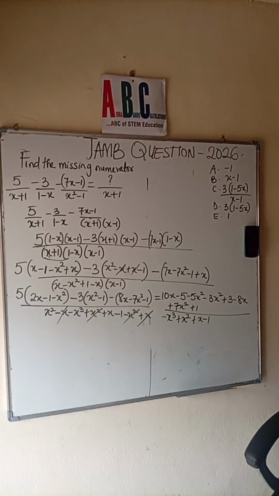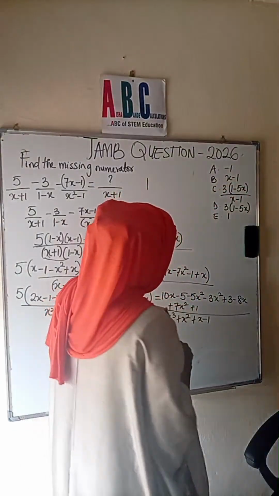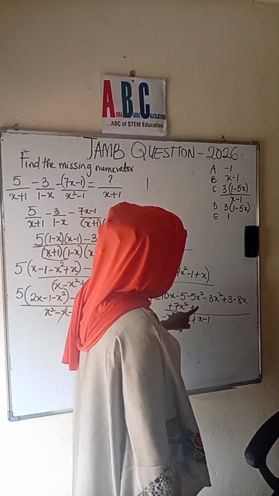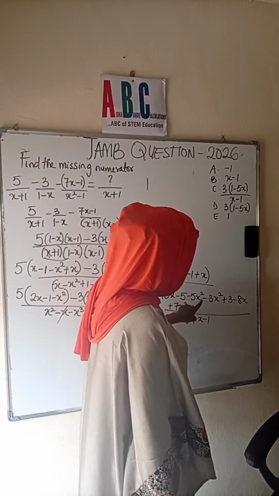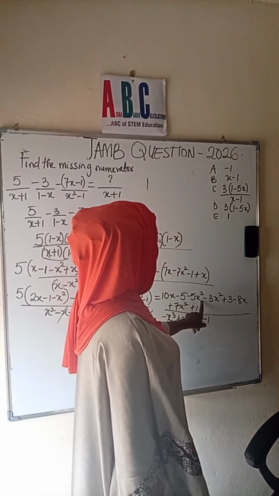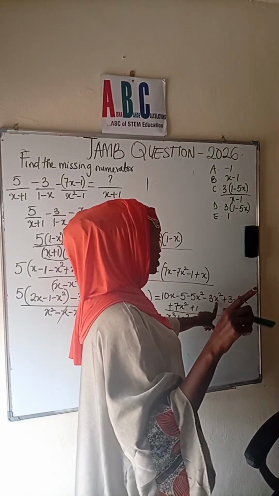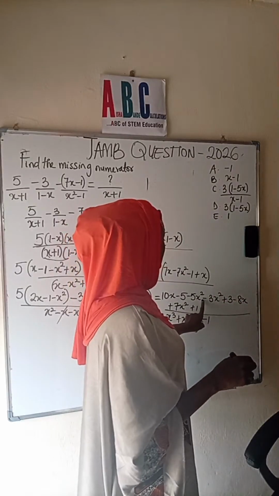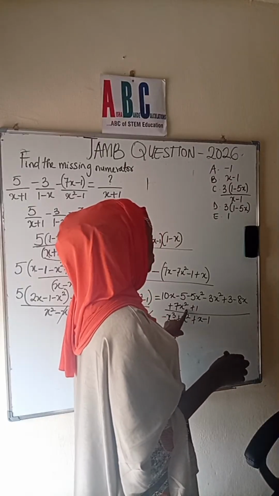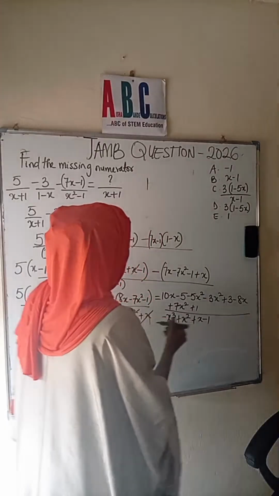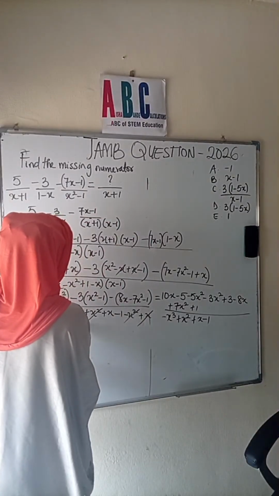Alright. So let's continue. Now let's check the numerator. Let's collect like terms. Let's start with the power. Minus 5x squared. The highest power here is square, right? Minus 5x squared minus 3x squared will give me minus 8x squared. Minus 8x squared plus 7x squared is minus x squared, right? So this is equal to minus x squared.